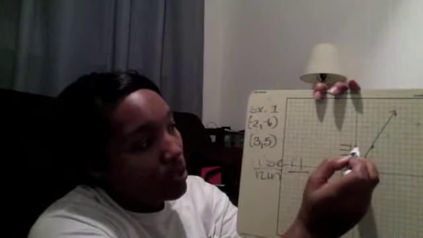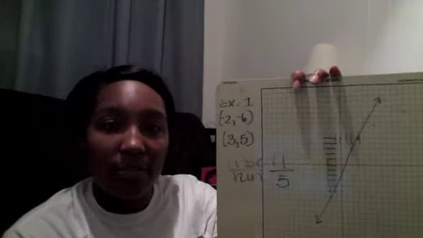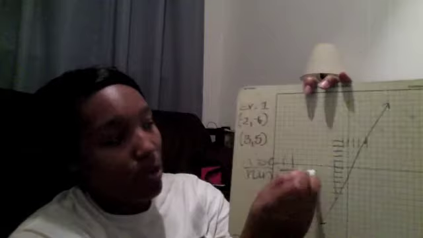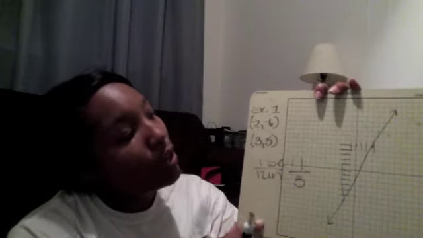And my run, 1, 2, 3, 4, 5. 11 over 5 is my slope. And also, I noticed that when I go from right to left, my line rises, so therefore it is a positive slope. Okay?